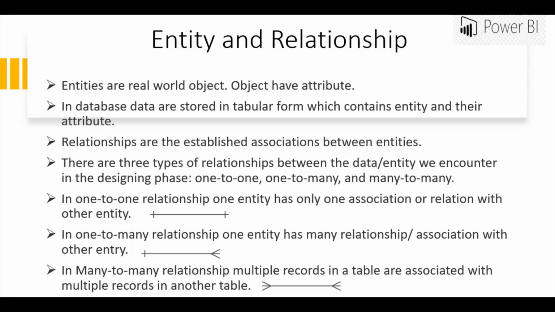In a many-to-many relationship, multiple records in a table are associated with multiple records in another table. For example, a student can belong to multiple classes, or one class can have multiple students. A customer can purchase multiple products, and one product can belong to multiple customers. So it is a many-to-many relationship.